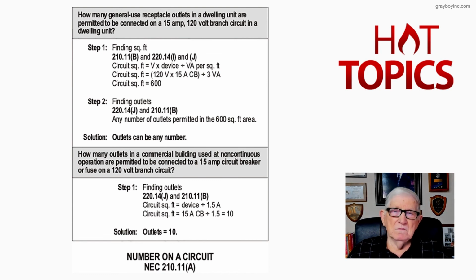If now it's a non-continuous load like we looked at there on page 34, it's going to operate for less than 3 hours. If not, then we would take 125%, and that'd be 2.5 VA per outlet. Now we kind of pick up then that we'd have 10 outlets there, non-continuous duty, and that would be the number of circuits or the number of receptacles, outlets, or combination outlets, whatever, on a 15 amp circuit in accordance with 210.11A in the NEC.